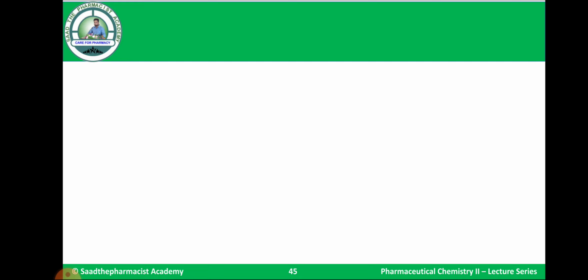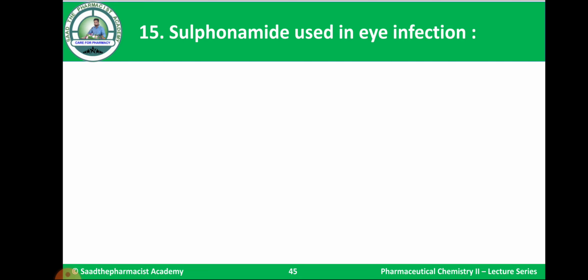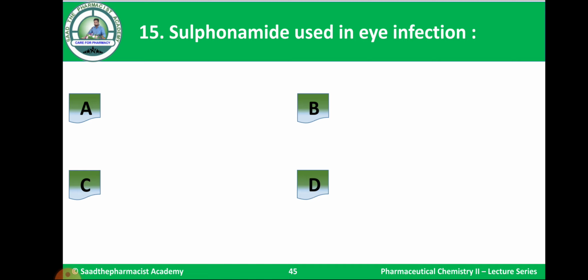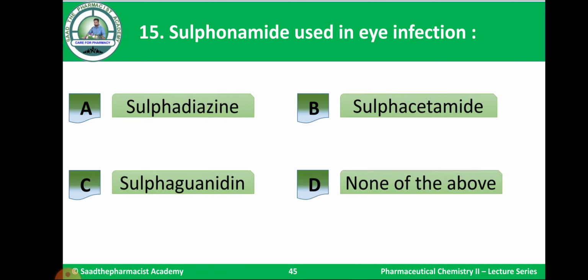Question number 15. Sulphonamide used in eye infection. The options for this question are A. sulfadiazine, B. sulfacetamide, C. sulfaguanidine, D. none of above. And the correct answer for this question is sulfacetamide. The remaining ones, sulfadiazine and sulfaguanidine. Sulfadiazine is used in treatment of respiratory tract infection and sulfaguanidine is used in treatment of GIT infection.